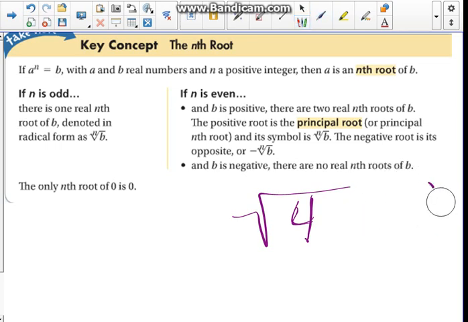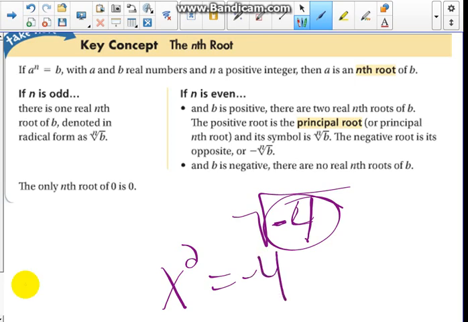Now, back to where I was. What happens if I've got an even index and a negative radicand? Well, there is no real root that exists for that, because you can't multiply something an even number of times and come up with a negative answer. We're asking, what can I multiply, in this case 2 times, and get a negative 4? It just doesn't exist. And remember, we're not working with imaginary numbers, we're only working with real numbers.